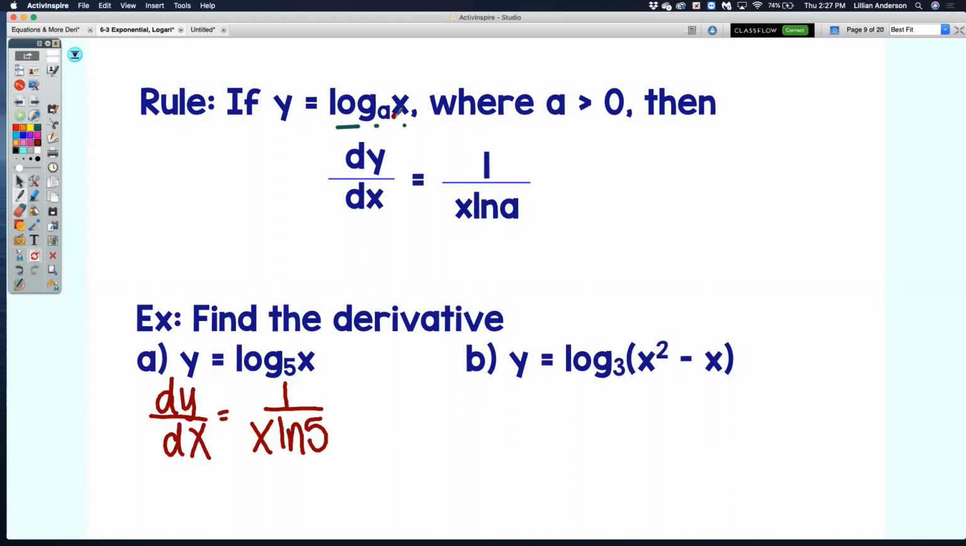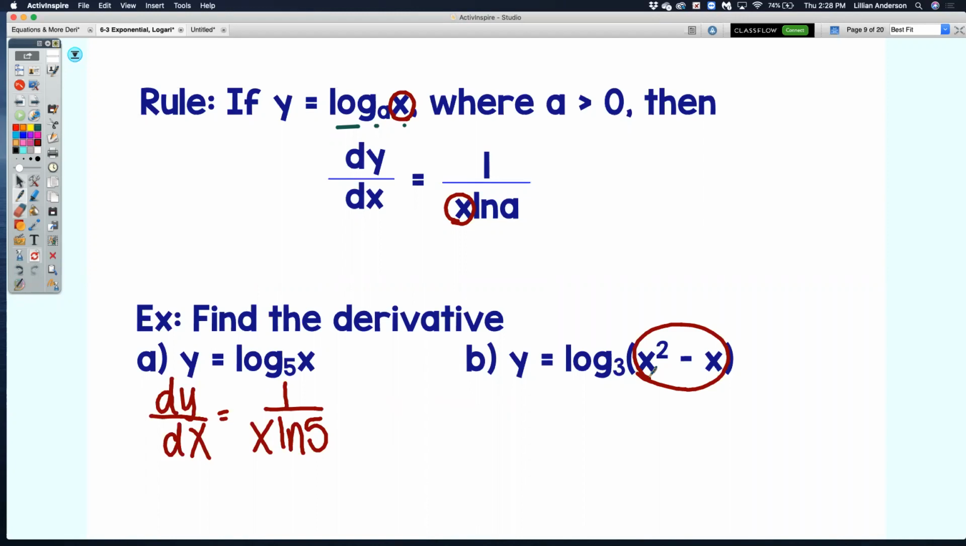Do you realize that this x is the same x that goes here? So when you look at b, which says y equals log base 3 of x squared minus x, x now becomes x squared minus x, which means in the formula, in the denominator, you're going to have that expression. But this is another chain rule. So once you plug this in, you're also going to have to multiply by the derivative of the inside. Okay, so this is chain rule.